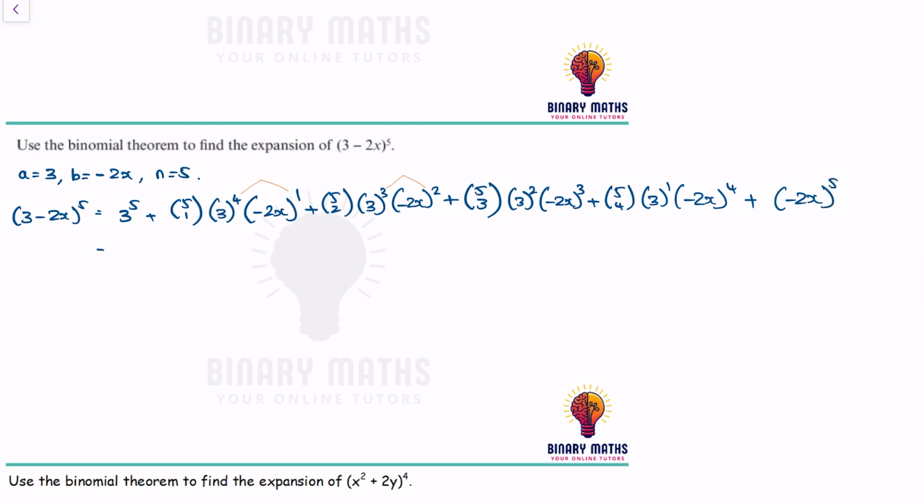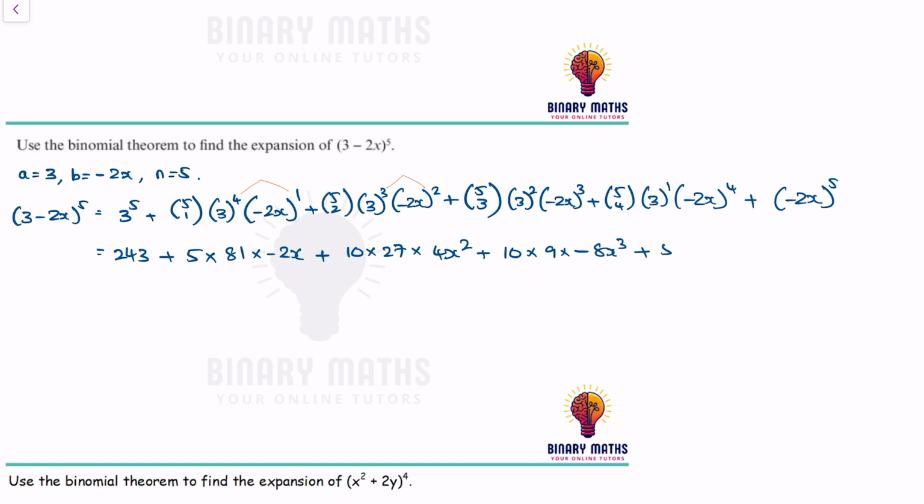Okay, 3 to the power of 5, if you put that into your calculator, you get 243. 5 choose 1 is just 5. 3 to the power of 4 is 81 times minus 2x. Okay, so minus 2x to the power of 1 is minus 2x. Plus 5 choose 2 is 10 times 3 cubed, which is 27, times minus 2x all squared is 4x squared. Plus 5 choose 3, which is 10, times 3 squared, which is 9, times minus 2x cubed is minus 8x cubed.